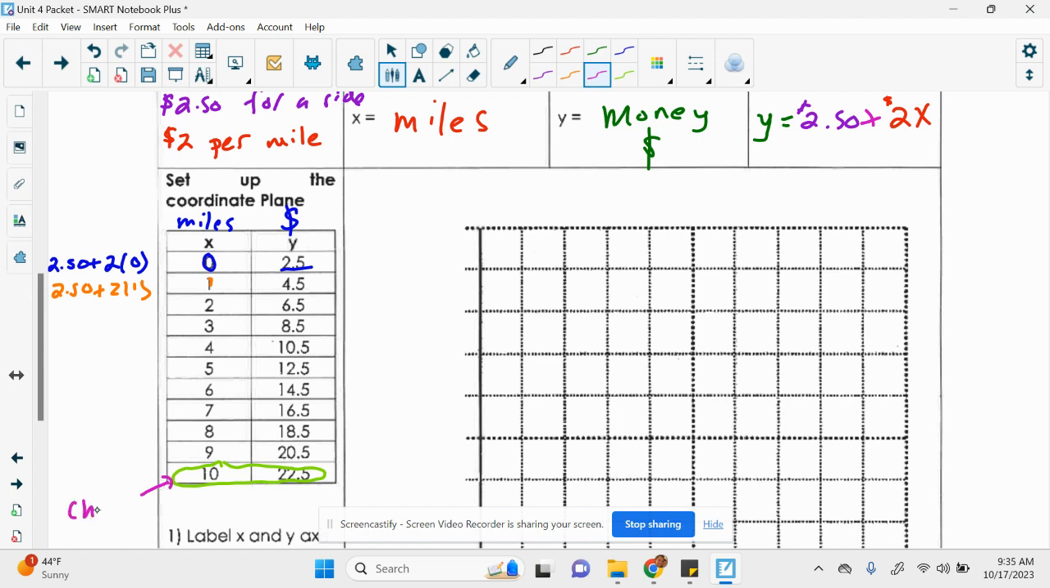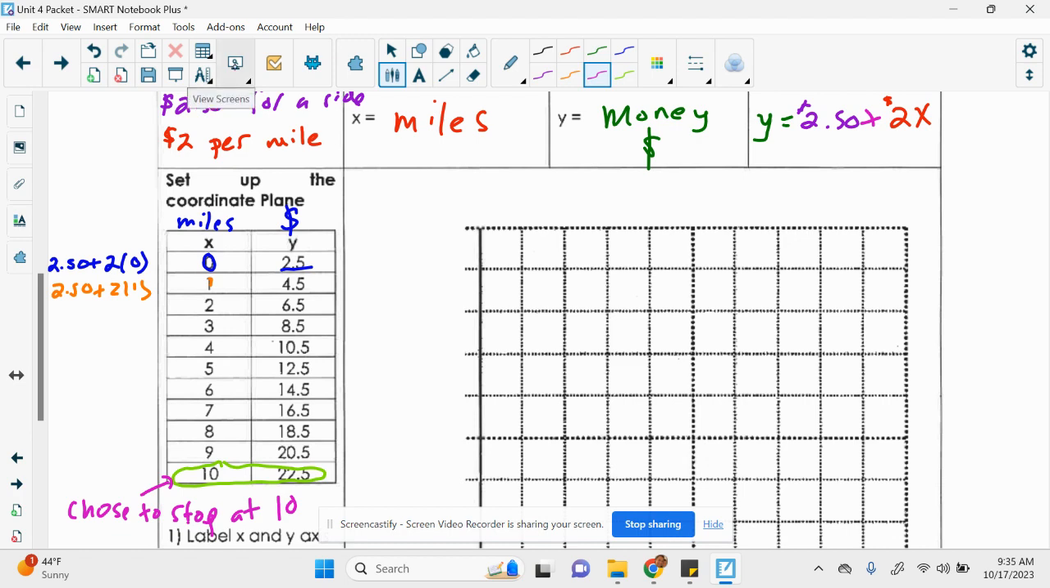I chose to stop at 10. Now, could I have shown 100? Of course, but I don't want to type in 100 numbers. All I really wanted to do was see how much the cost would be for every mile up to 10. Now, here's the deal. What we're going to do is graph the scenario on this graph.